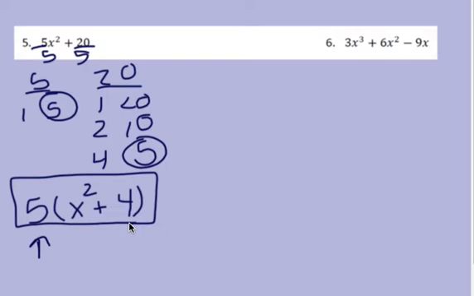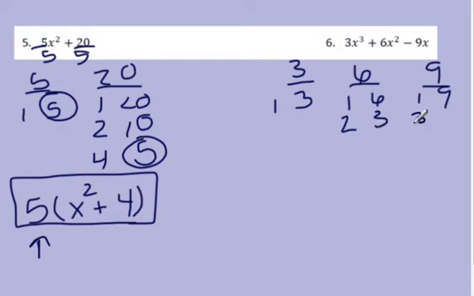Taking a look at number 6. I want to figure out what divides 3, what divides 6, and what divides 9. Now, if you're starting to see it, you already know what divides each of those numbers. You don't have to make the lists. The lists are only there if you need them to help you, because sometimes it's hard to know what multiplies to each of these numbers.